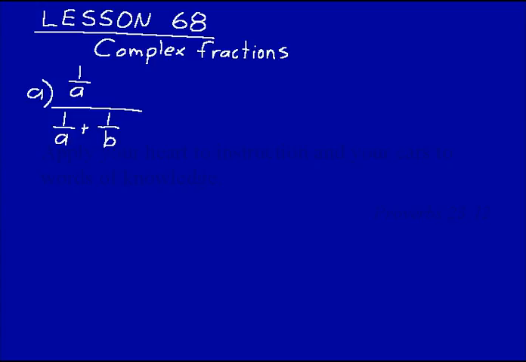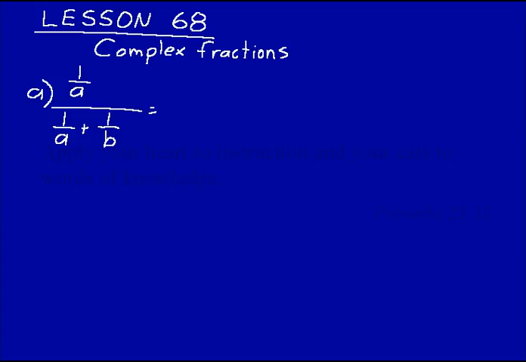Now the difference in this lesson and the previous lesson that you did on complex fractions is now you'll have to simplify within either the numerator or denominator or both before you simplify the entire complex fraction. So look at that problem there, 1 over a over 1 over a plus 1 over b. We need to simplify the denominator into just one fraction before we can simplify the whole thing. And so let's go ahead and do that as our first step.